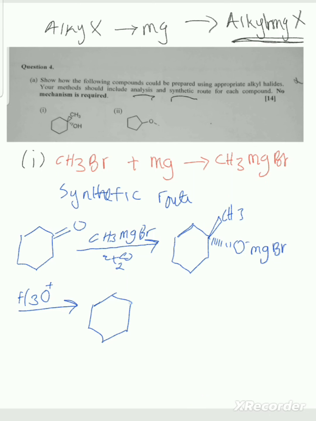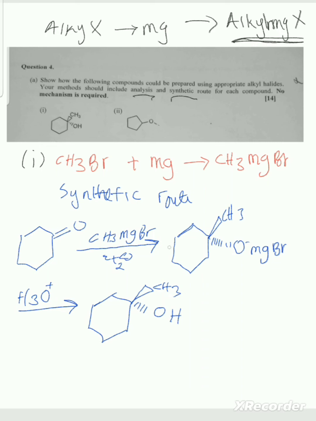Here it will be CH3 like that, then something like this, then O. Since this oxygen has gotten the hydrogen, it will be like this. Then at the end you're going to have water as well as magnesium bromide. But this is the synthetic route that I wanted.